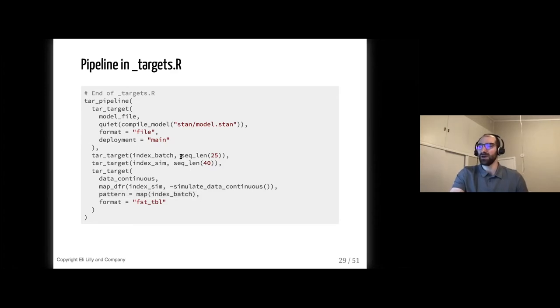So index batch is going to be the sequence of integers from 1 to 25. And what pattern equals map index batch is saying is, for each index batch, we're going to run this command. And this is just a loop. This is what it means to be a loop in functional programming.